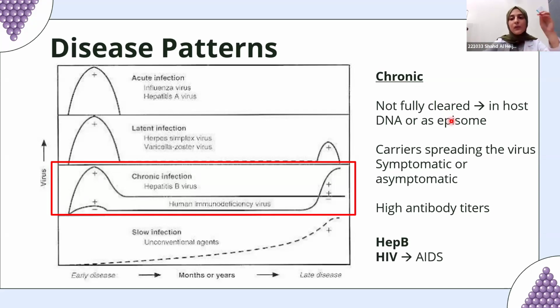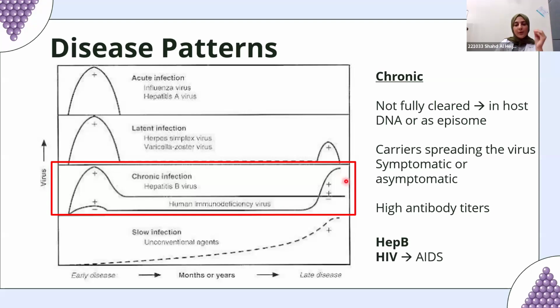In chronic infection, the infection is not fully cleared. So it stays in the DNA, either integrated in the host DNA, or as episomes, and it will stay and keep on going. It's a chronic infection, and the carriers will be spreading the virus whether they have symptoms or they do not have symptoms. So the chronic infection is not cleared. It will stay in the system or in the host, and this is found in hepatitis B and HIV. So HIV will keep on going. It will keep on infecting the T cells, and at some point it will cause AIDS, acquired immune deficiency syndrome.